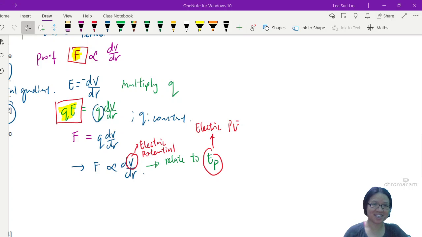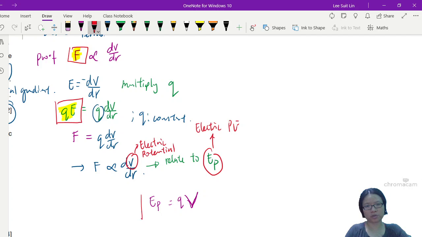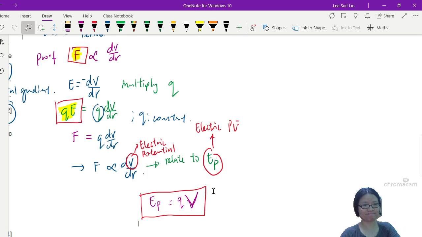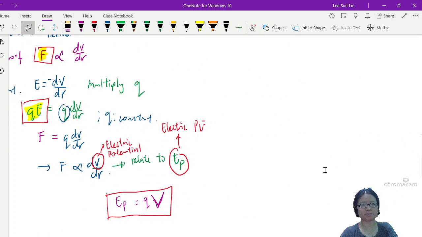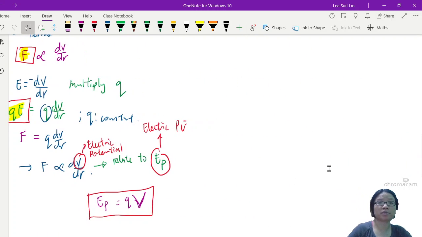Alright, so if you were thinking that your electric potential and your electric potential energy can be related, basically V and EP, this is also EP equals QV. So this is your second important relationship. Potential energy is proportional to electric potential. And let me summarize everything for you.